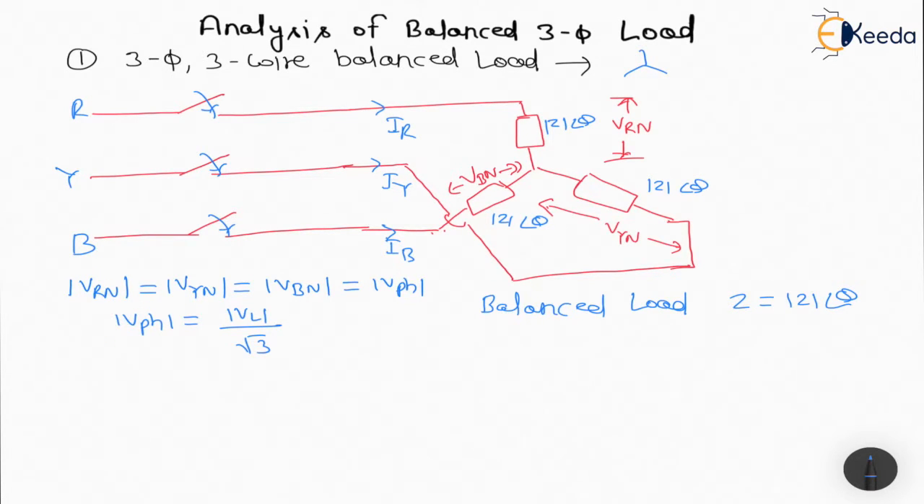So here is the given load and the voltage across each phase is Vrn, Vyn and Vbn, and the magnitude of Vrn is equal to magnitude of Vyn is equal to magnitude of Vbn is equal to Vph. We can see from here, and Vph will be equal to VL upon root 3. Now the balanced load means all impedance is equal, that is mod of Z at the angle of theta.